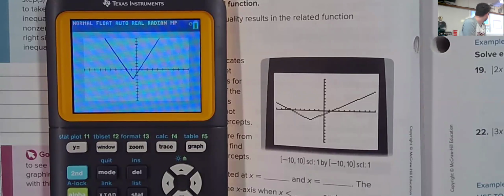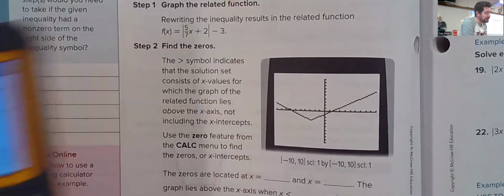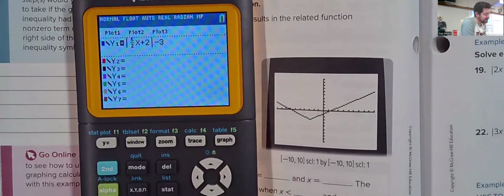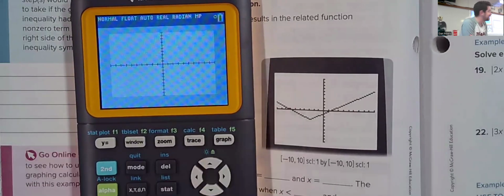That doesn't look quite right. What's going on with that? What did I do? Oh, I wrote 5/2, not 5/7. Okay, 5/7. Let me fix that. There it is. That's much better. Okay, 5/7, not 5/2.